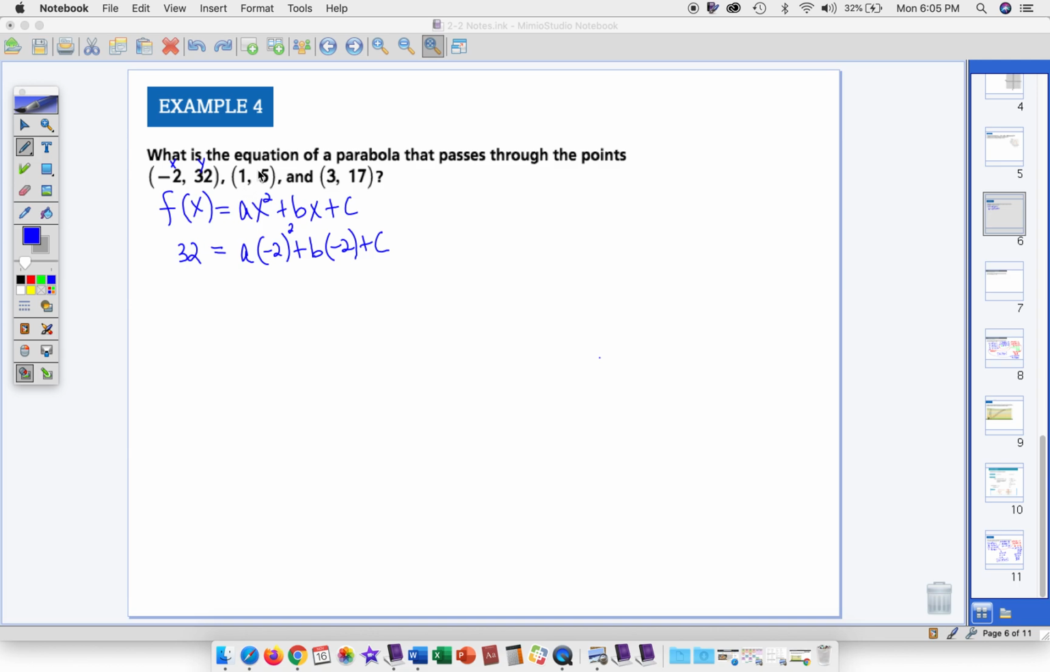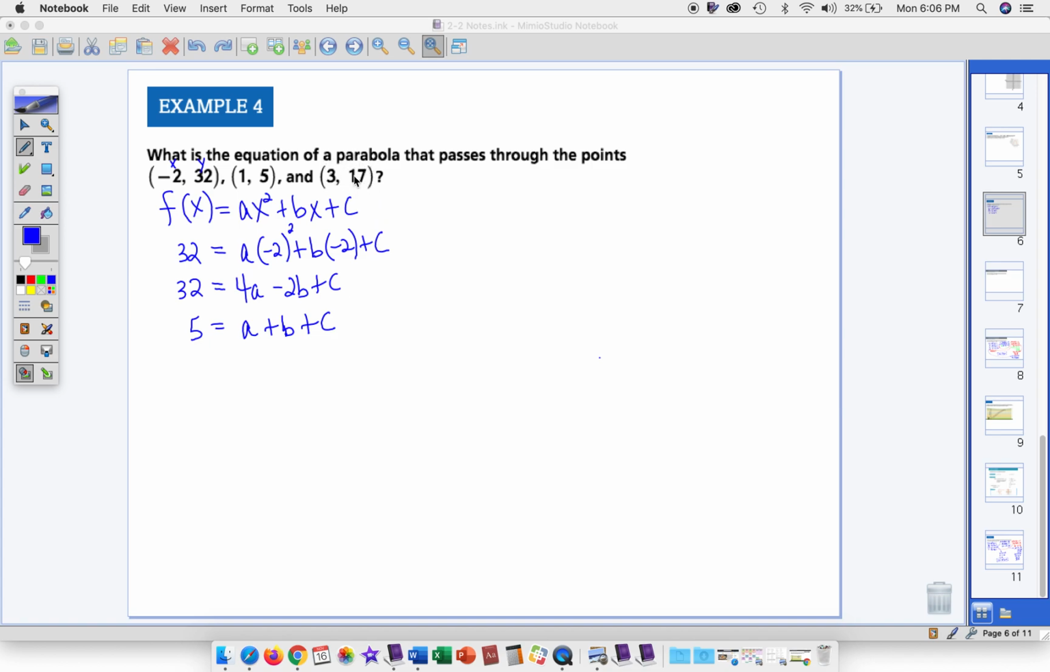For the second point, actually I'm going to rewrite that. So it's 32 is equal to 4a, right? -2 squared is 4, minus 2b plus c. From the second coordinate, y is 5. X is 1, so that's nice because that's easy to work with. 1 squared is 1, so this is just a. B times 1 is b plus c. So it's nice when you get a value like that.